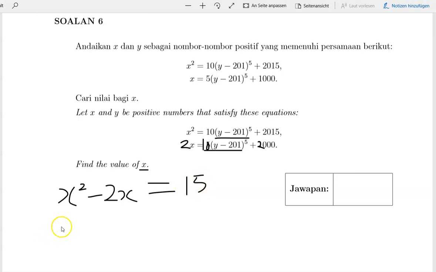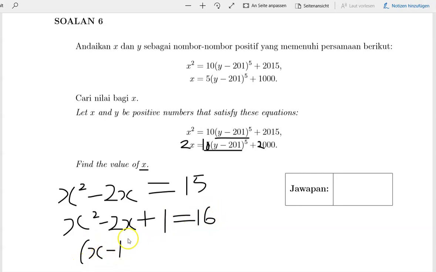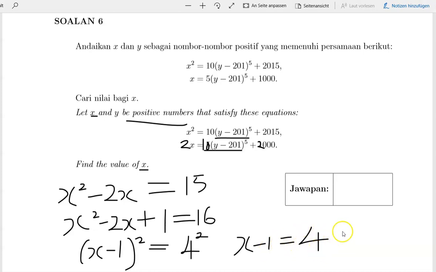But then, recall that we can make this x squared minus 2x plus 1, which is equal to 16. And then this x squared minus 2x plus 1, this whole thing is equivalent to, okay, so this 16 is 4 squared. Notice that x is a positive number, so x minus 1 is 4, and then x itself would be 5.